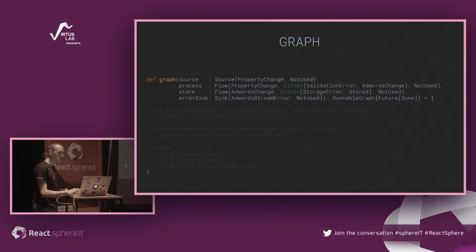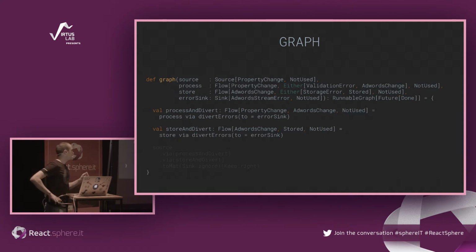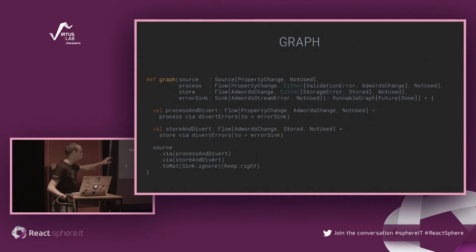Now, the flows we have here are not ready to be concatenated because there are these Eithers in the way, right? So the types are not matching very well. We need an extra stage to divert the errors to our sink. And this divert error stage is a stage that can be implemented generically and concatenated to any flows that might produce errors, right? So we're going to see how that's done in a second, but if we assume that we have something like this at our disposal, we might have a way to actually concatenate these flows in a very linear way using via.